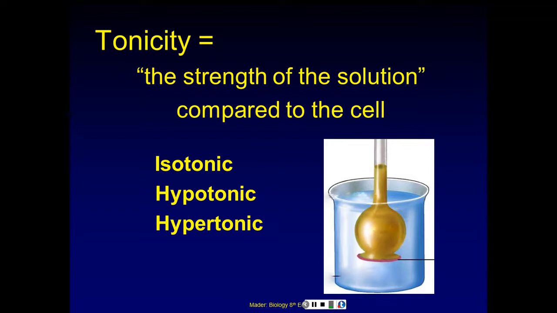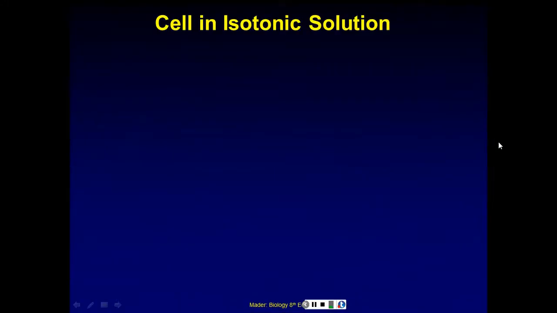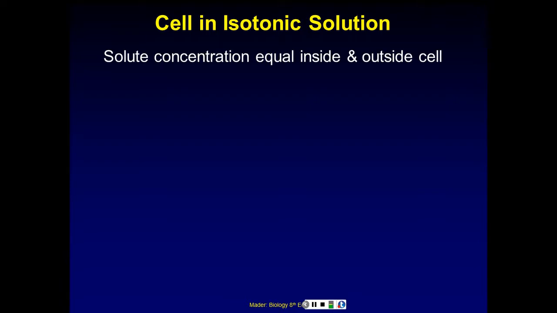So let's take a look at each one of these situations and talk about exactly what it is and how the cell is going to react in each of these situations. Let's take isotonic first. Iso, we said, means equal. And remember that prefix iso refers to the amount of solute in the solution outside the cell. So in an isotonic solution, the solute concentration is equal inside and outside the cell.